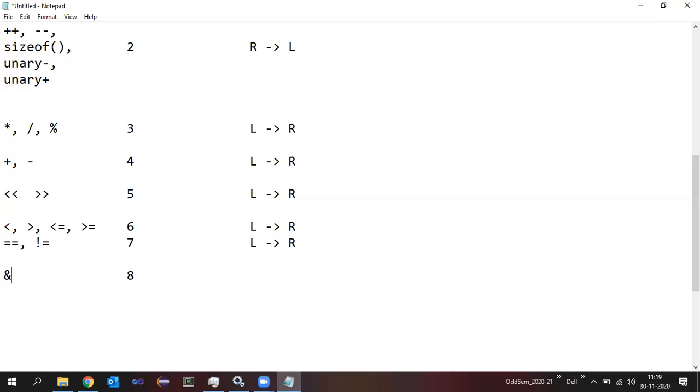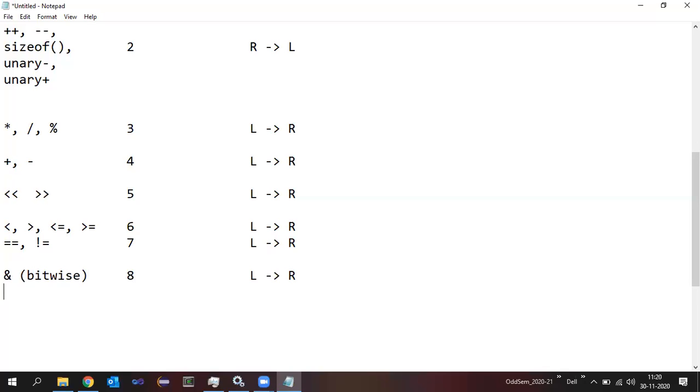How can I determine which? I can determine by knowing how many operands it takes. If it takes only one operand, then it is the address of operator. If it takes 2 operands, then it is the bitwise AND operator. So here I am considering bitwise, which definitely contains 2 operands. So in this case, again, it is from left to right.